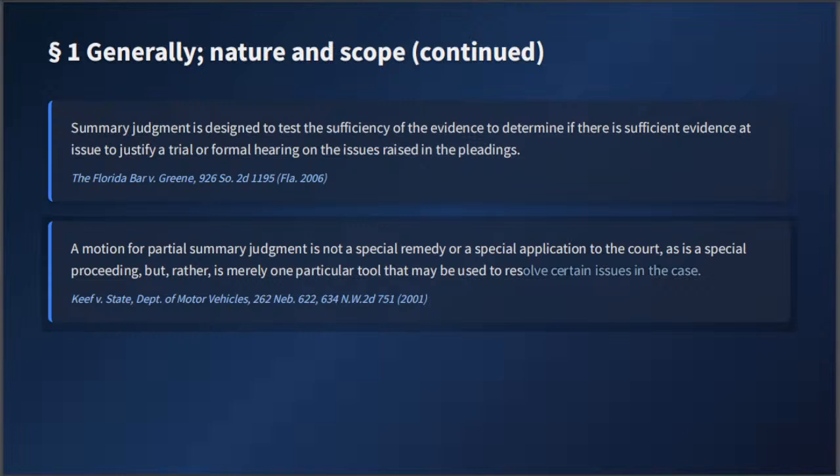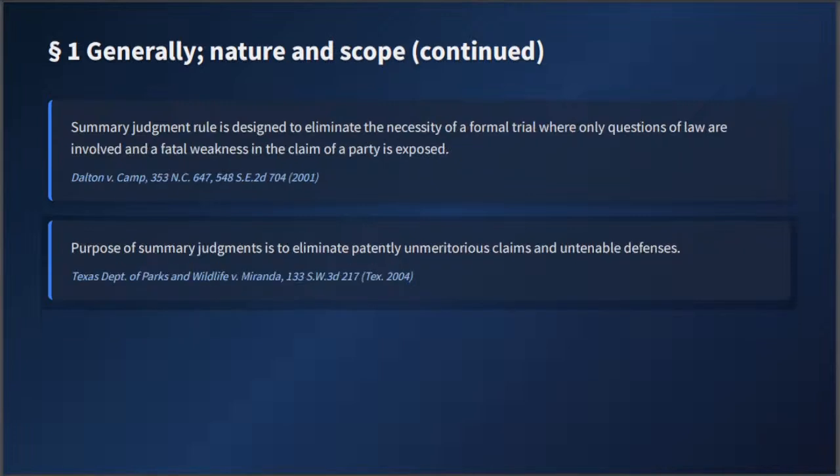granting, right? And that comes from Keefe versus State Department of Motor Vehicles in Nebraska, 2001. And summary judgment rule is designed to eliminate the necessity of a formal trial where only questions of law are involved and a fatal weakness in the claim of a party is exposed. That's Dalton versus Camp out of North Carolina, 2001. And the purpose of summary judgments is to eliminate patently unmeritorious claims and untenable defenses. That's from the Texas Department of Parks in 2004.